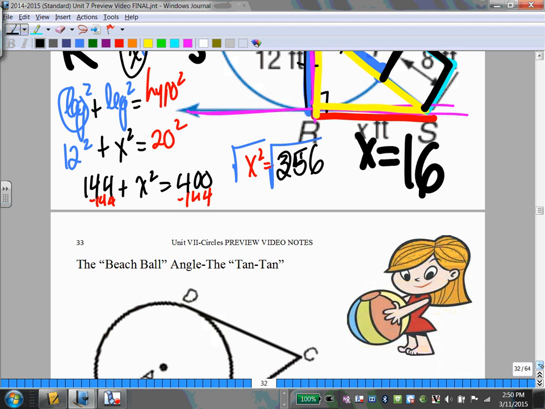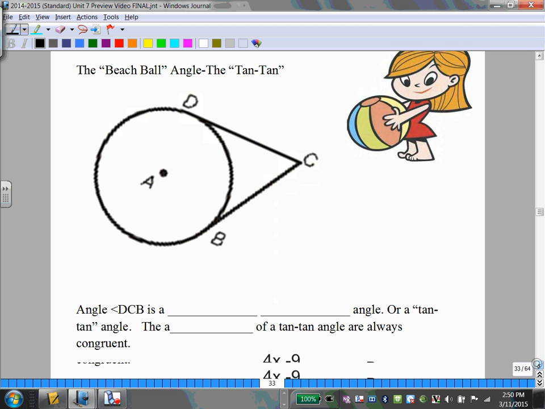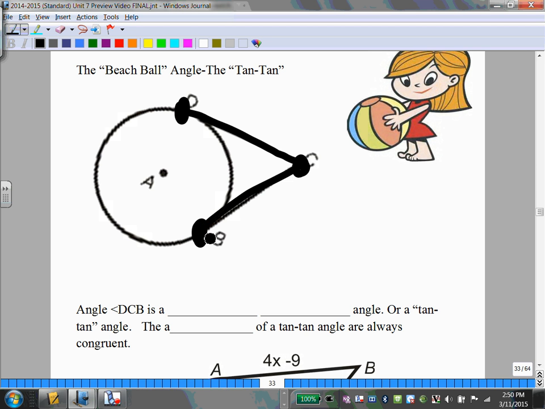Okay, one more simple one, and then we'll do a couple problems on our own. Right here, this is a tangent angle. Remember that's tangent. Draw a big fat dot at the point of tangency. From here to here, big fat dot, point of tangency. This is called a tan angle. There are a couple really important properties here.